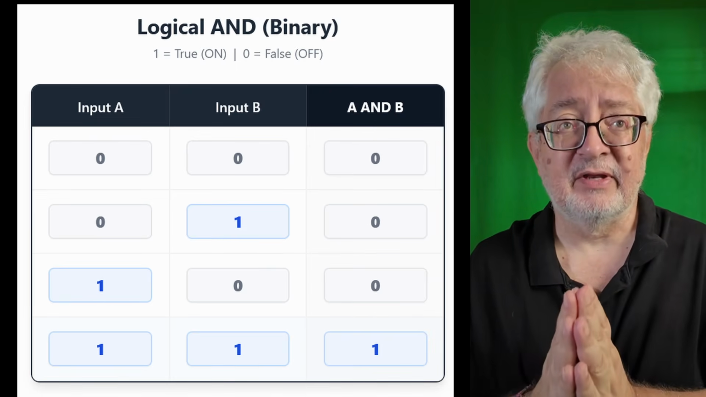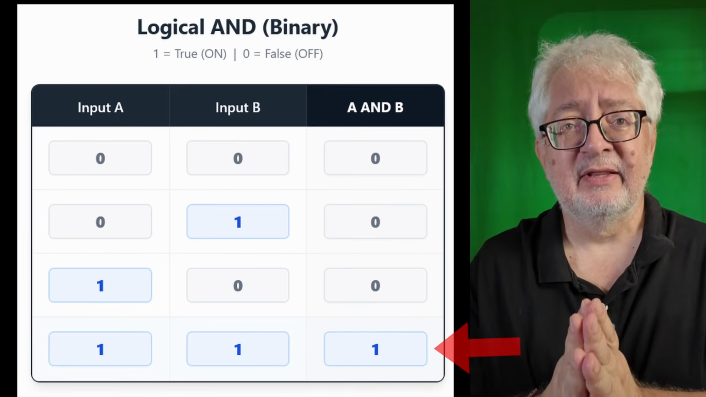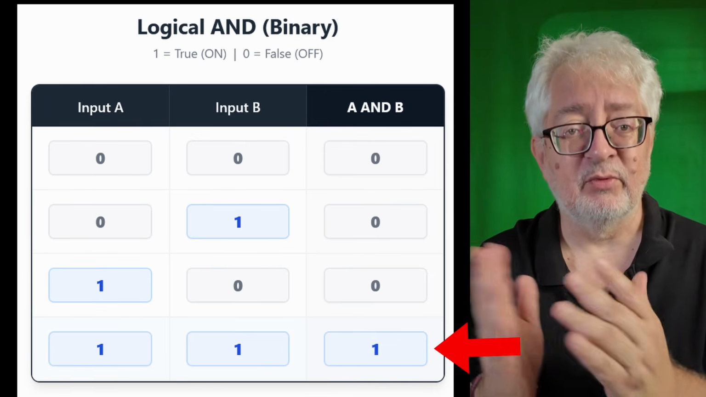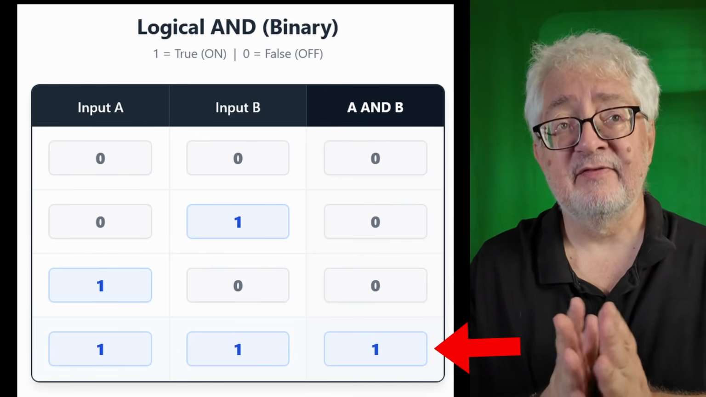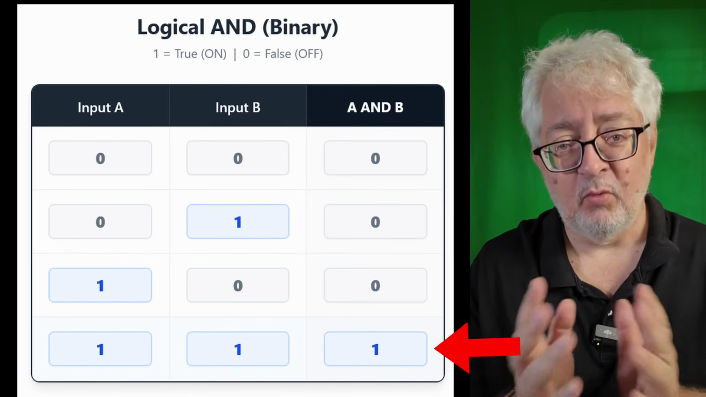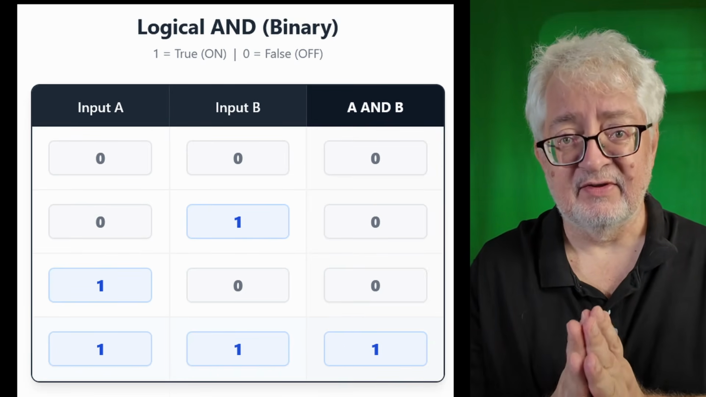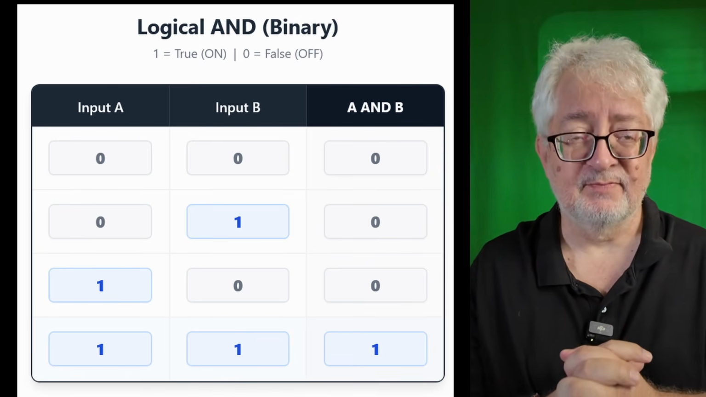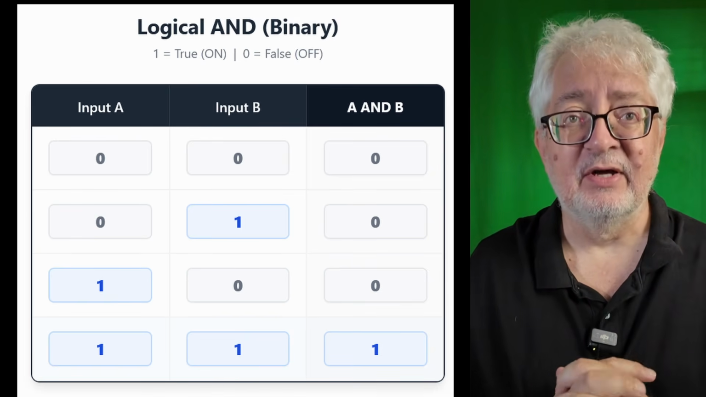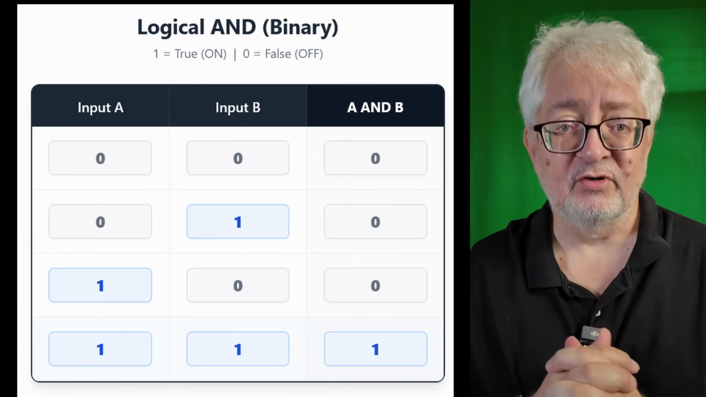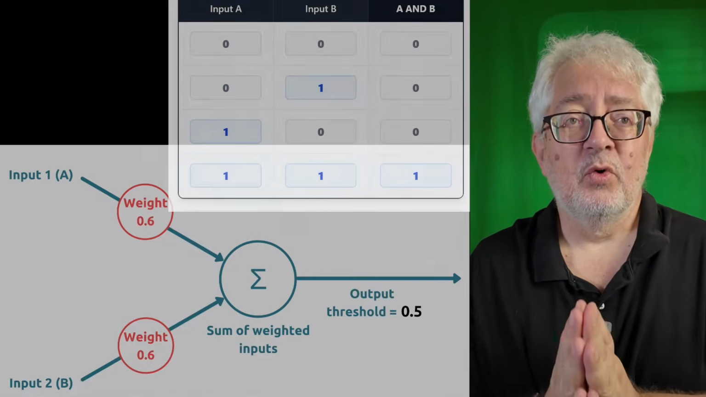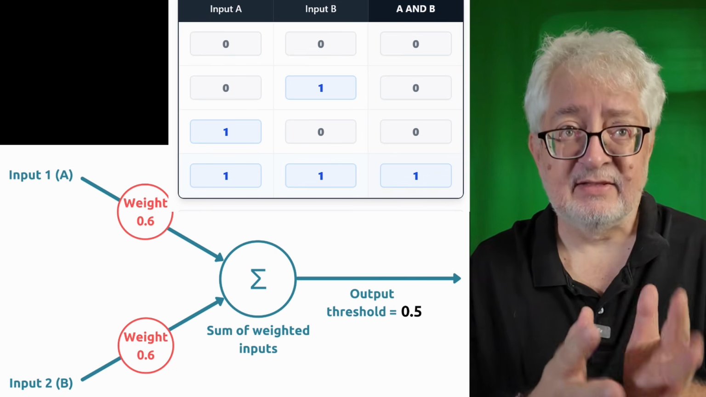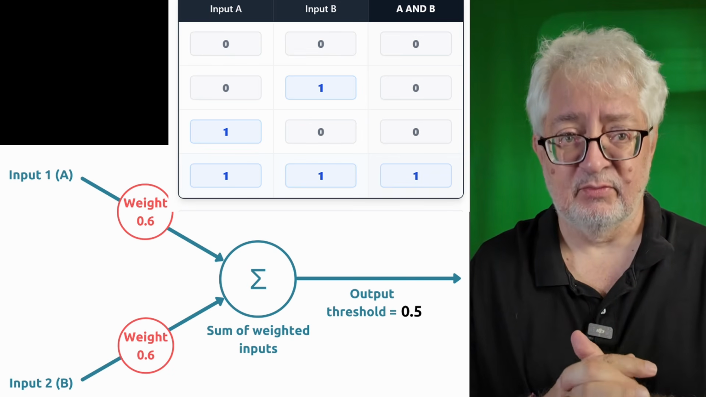And so now when both inputs are 1, true, then we want the output to be 1. We want the neuron to fire. If one input is 0 or both inputs are 0, then the whole thing should not fire. And this is the behavior we want. So how do we achieve this now? With an artificial neuron, with a perceptron, we first make this table. We realize what it is that we want.